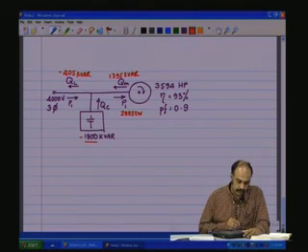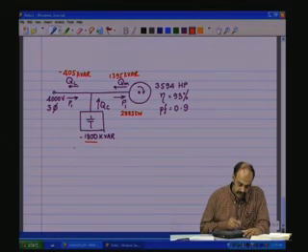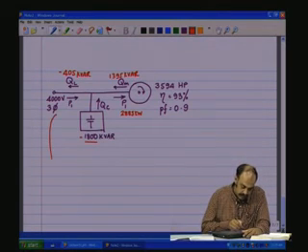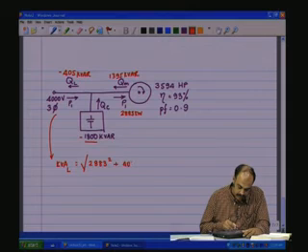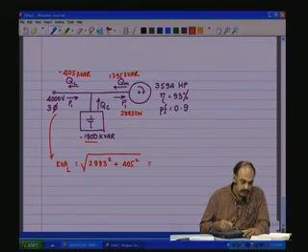Anyway, for this circuit, we now check the apparent power on this side. What is the apparent power? The kVA rating on the line side is the root of 2883 squared plus 405 squared, which is 2911 kVA.